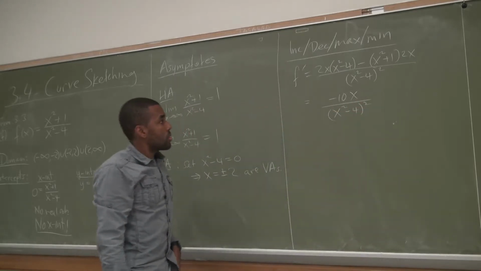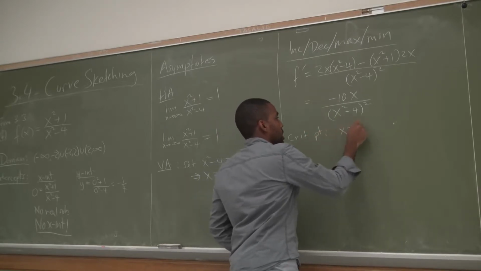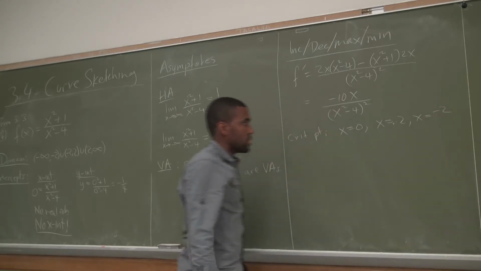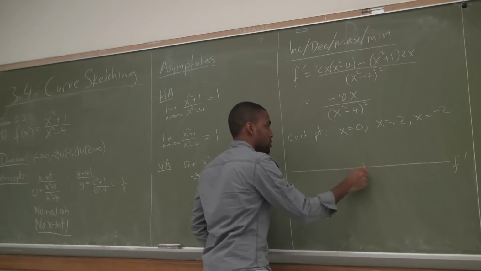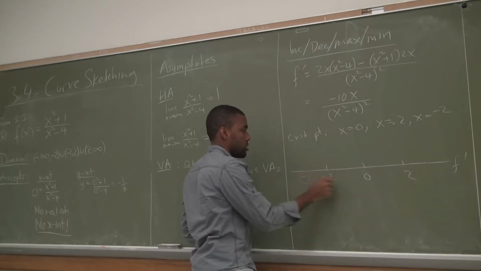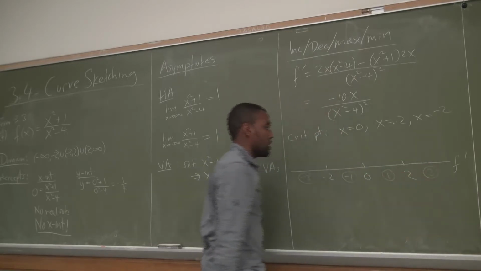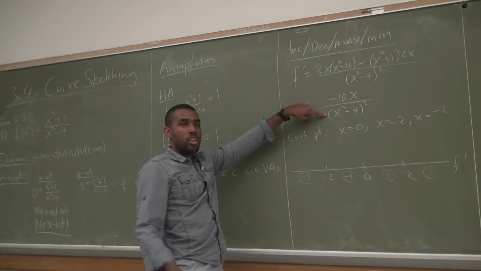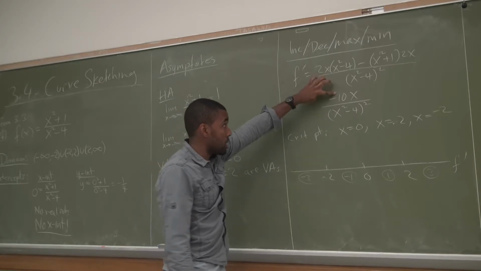Right? Yeah. And critical points: x equals 0, x equals 2, x equals minus 2. Set to 0 and undefined. Plug that in the first derivative. Test points: minus 3, minus 1, positive 1, positive 3. Okay. Now, notice here the denominator is a square, it's always positive, so the numerator is what controls the sign. That's the only thing I'm going to be looking at.